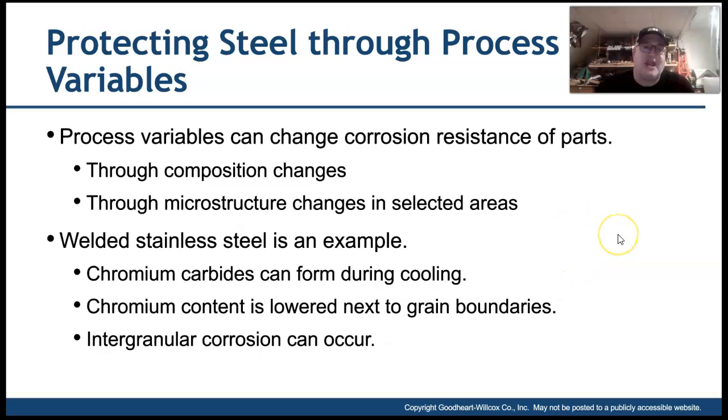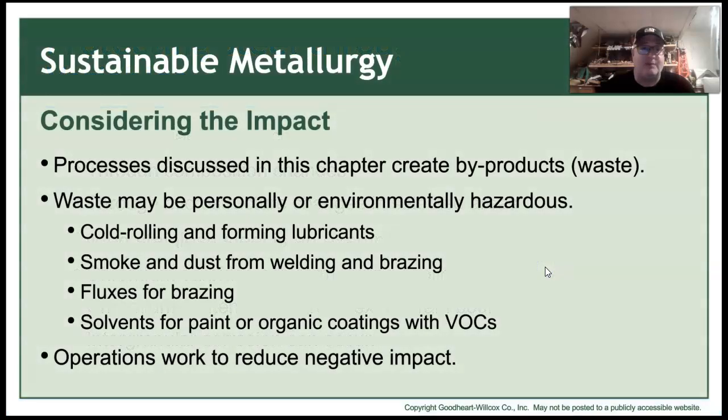So we change process variables that provide us with more corrosion resistance. That's through either composition change or microstructure change. Of course, when we are welding different types of materials, we're paying attention to that as well, and the possibilities of byproducts that could occur that would also make objects rust or corrode faster in that place as well.